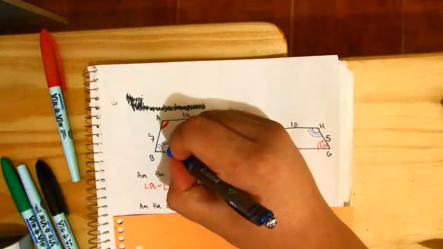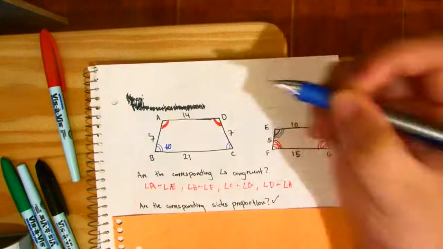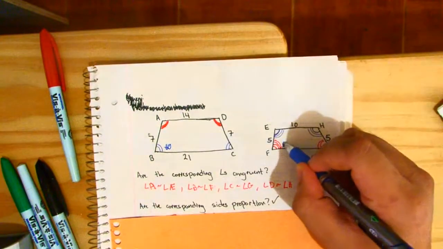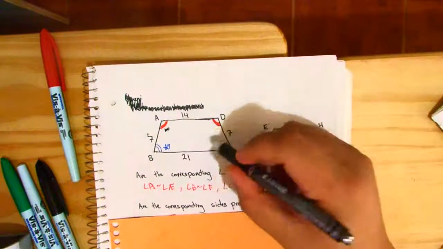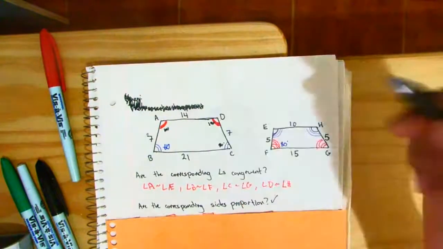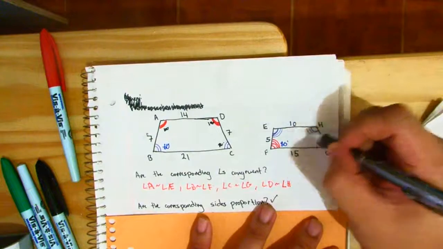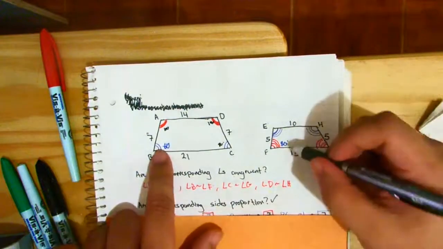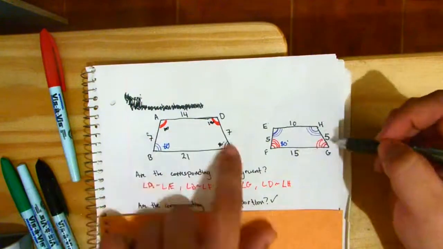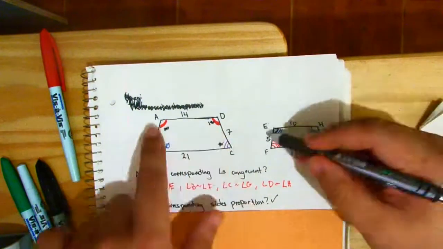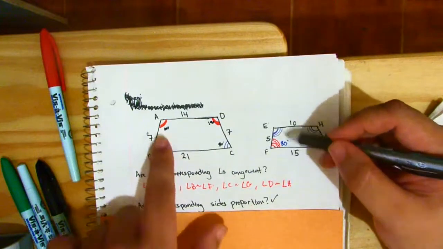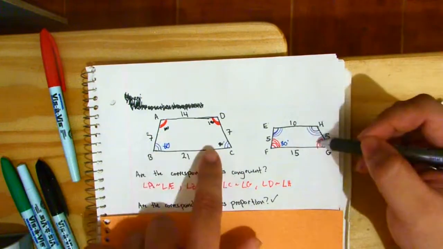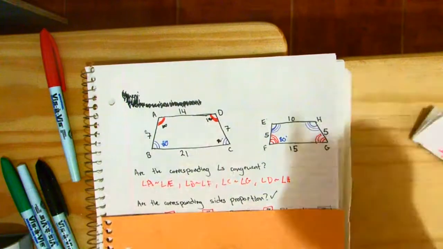I'm gonna put a value here which is 80, and I'm gonna put a value here which is 80. If it's 80 here, then this will be 100. This will be 80 here because base angles are congruent. And this is 100. If you see 80 here and 80 here, then automatically assume these are same side interior angles, or base angles are congruent.